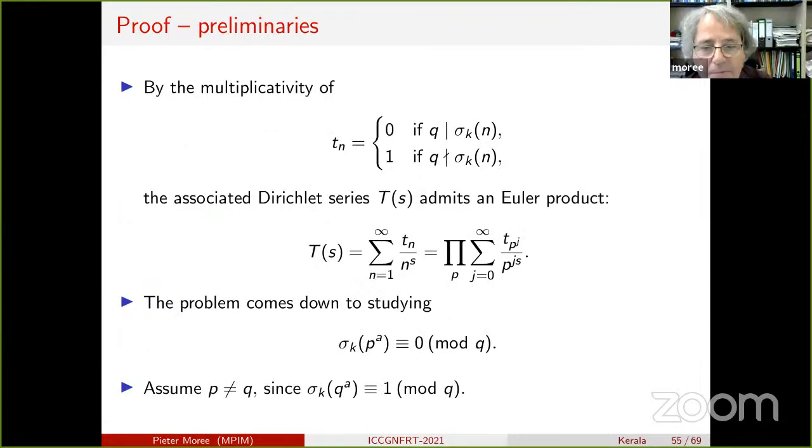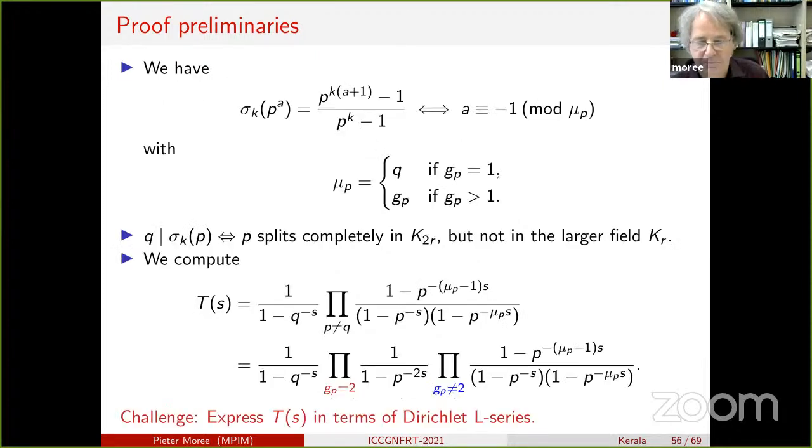Let me then finally say, because maybe it was not so clear to you when I tried to describe this T_S. So this is our sum of divisor function, and then we look at this T_S, and you want to write that in terms of Dirichlet L functions. So let me skip here a step.